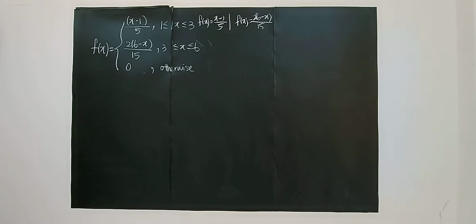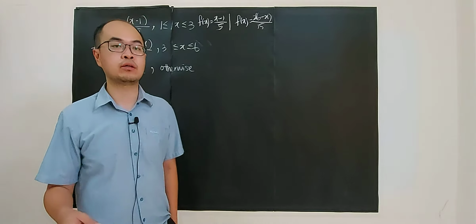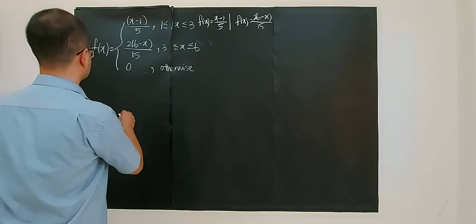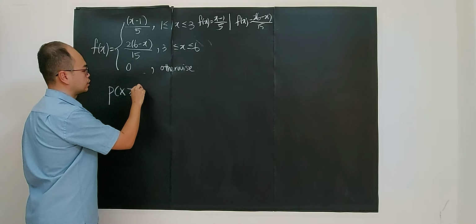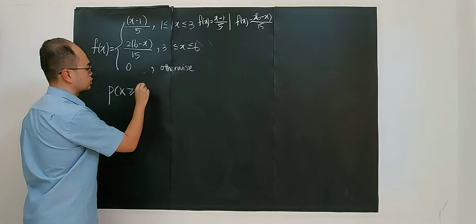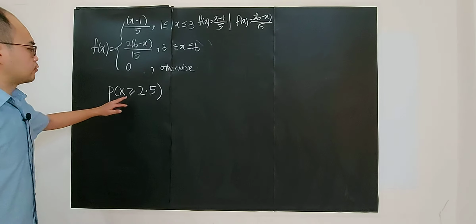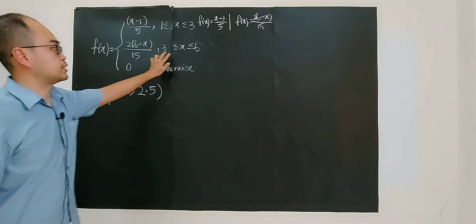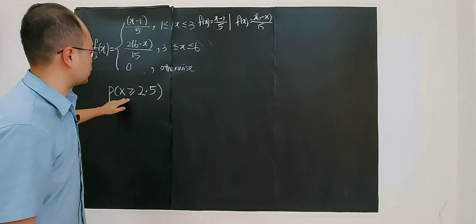Now I'm going to teach you another way. Let's say there is a case, and I'm not going to evaluate it for you, I just tell you the clue. What if the question is asking us to evaluate the probability of x greater or equal to 2.5, for example? For a continuous random variable, you can take a value between this interval, so it's not discrete. This is not a discrete random variable.